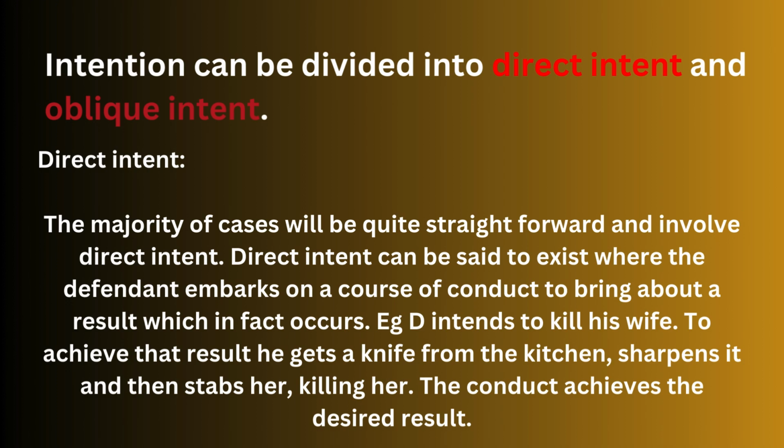Direct intent. The majority of cases will be quite straightforward and involve direct intent. Direct intent can be said to exist where the defendant embarks on a course of conduct to bring about a result which in fact occurs. Example: D intends to kill his wife. To achieve that result he gets a knife from the kitchen, sharpens it and then stabs her, killing her. The conduct achieves the desired result.